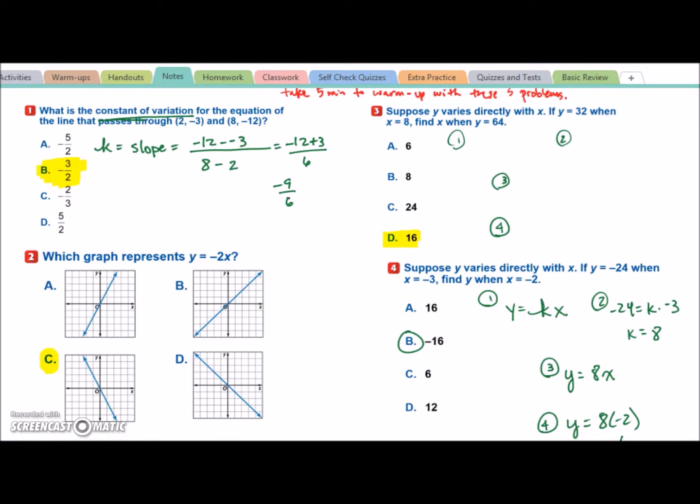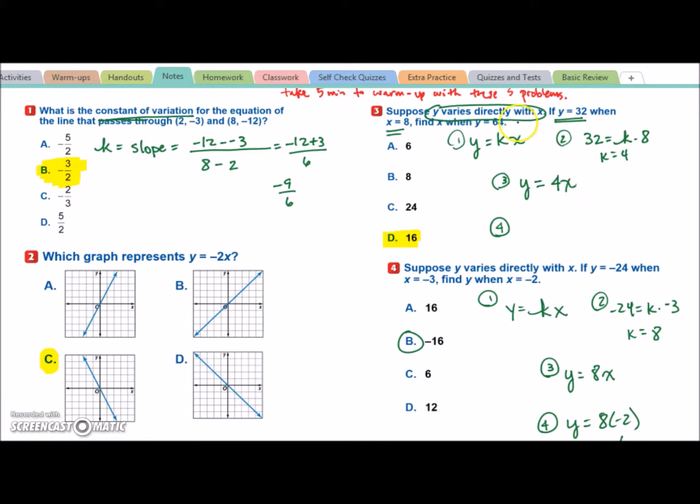So if we go over to number 3, we read those famous words, y varies directly with x. And so as we talked about, we just immediately write y equals kx. And then I substitute what they tell me. It says that if y is 32, then x is 8. So I write 32 equals k times 8, and I figure out that k is 4. So now I write my special variation equation, y equals 4x.